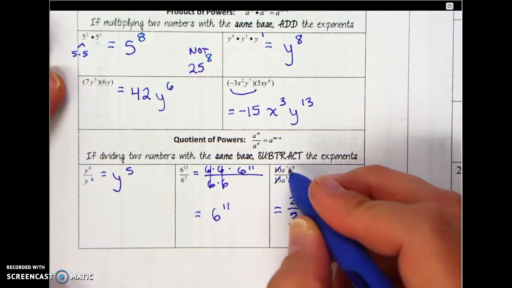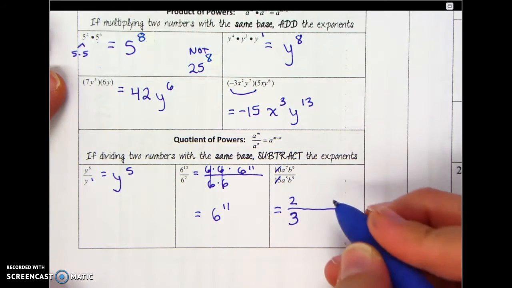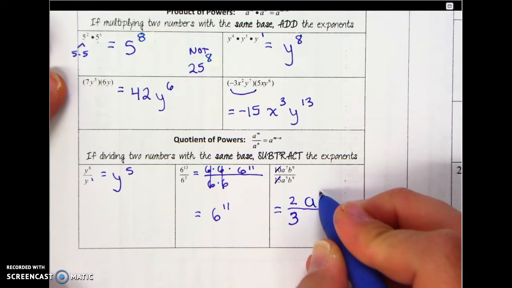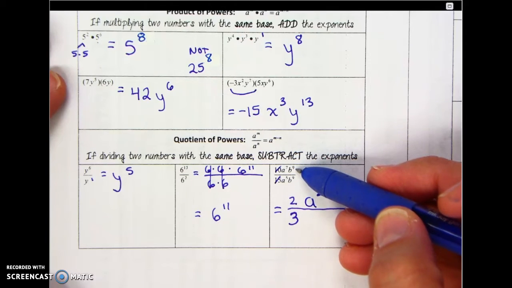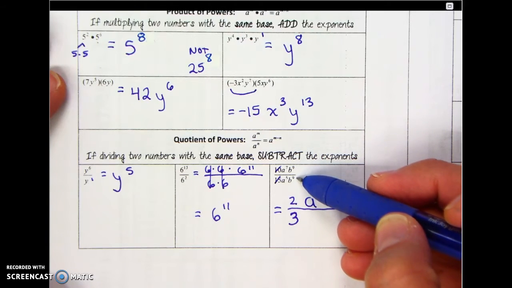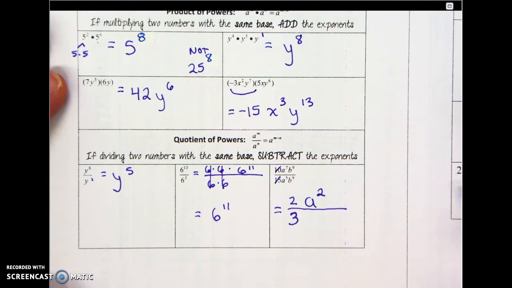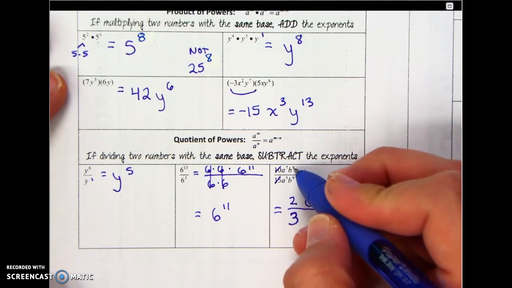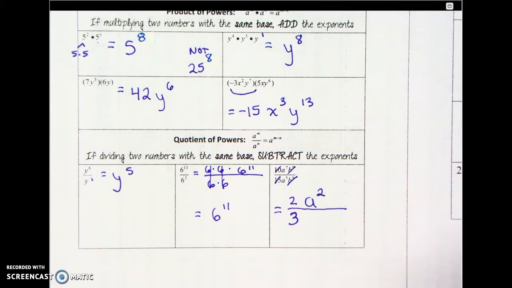The A's. Okay, there's 7 A's on top and there's 5 A's on the bottom. So 7 minus 5 is 2, and the 2 A's are left in the numerator. What happens to the B's? What's 9 minus 9? 0. So there's 0 B's left. No B's, so we don't write it. You could also think of it as 9 B's divided by 9 B's would be the number 1. So that's it for that. We're going to keep moving.